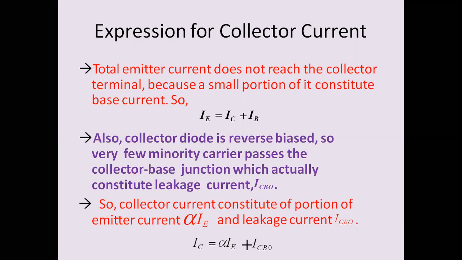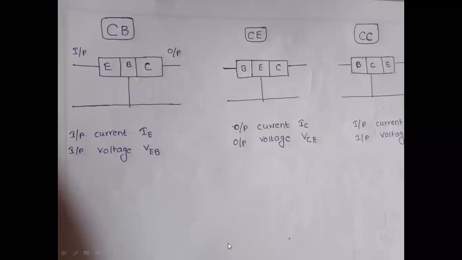Clear? So I mentioned two points. First point: due to the minority charge carriers, there will be a current called ICBO. Due to the forward bias, there will be a current alpha IE, where alpha denotes the current amplification factor. Clear? Coming to the configurations in detail.